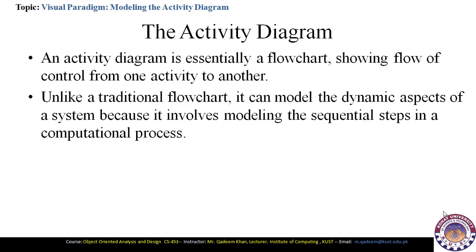Now, the activity diagram. Basically, an activity diagram represents a flow chart showing the flow of control from one activity to another. That means the activities are arranged in a certain sequence, and the sequence represents the flow of control. But unlike the flow chart, which is a traditional method to represent the activities, the activity diagram can model the dynamic aspects of a system as it models the sequential steps in a computational process. That means that in a flow chart we have a sequence, but we cannot represent the sequence in terms of different objects that are called for the particular activities.